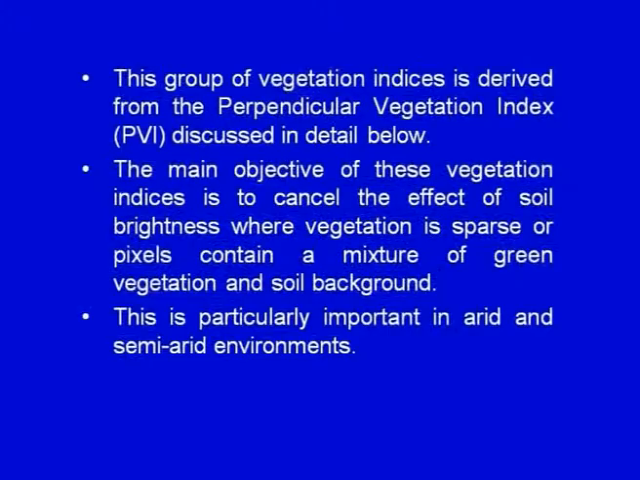Now, we come to the next group of vegetation indices, which we call the distance based vegetation indices. This group of vegetation indices is derived from the perpendicular vegetation indices. The main objective of these vegetation indices is to cancel the effect of the soil brightness where vegetation is sparse or pixels contain a mixture of green vegetation and soil background. This is particularly important in arid and semi-arid environments.